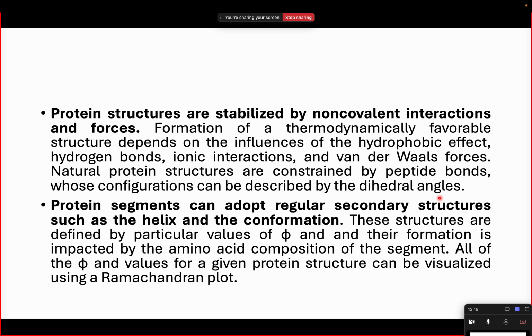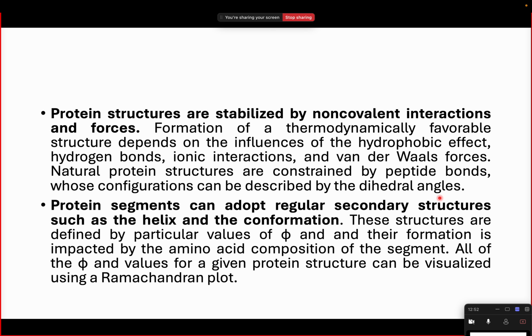So what sort of non-covalent interactions are present? They are hydrophobic effects, hydrogen bonds, ionic interactions, and van der Waals forces. If you remember our discussion of lipids, you know that these were the same non-covalent interactions which are responsible also for the stability of the membrane, right? So these forces, though weak in nature, their abundance overcomes their strength.